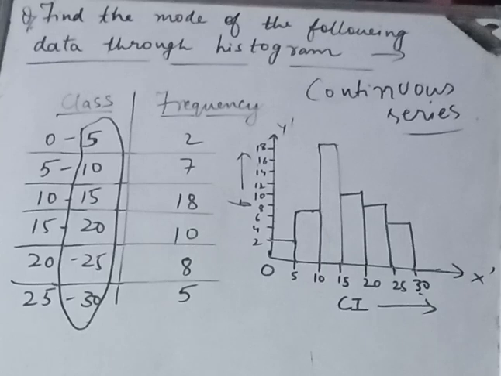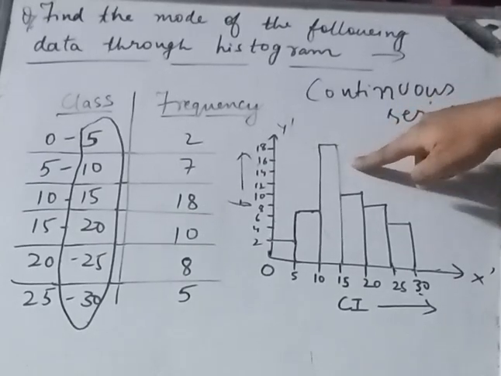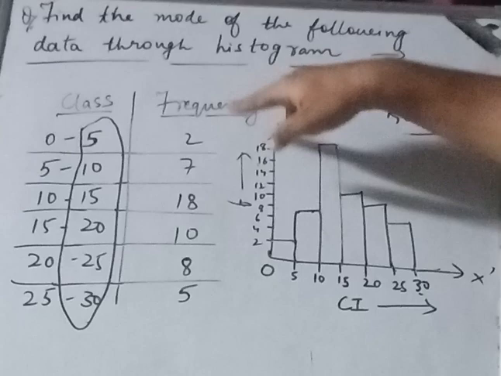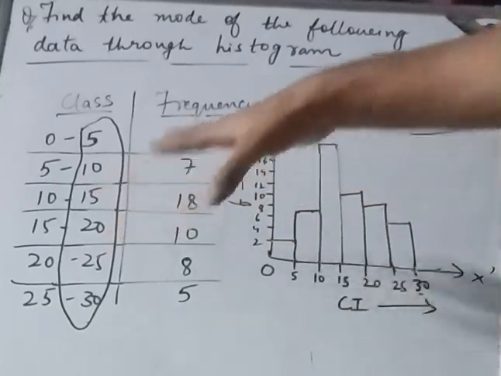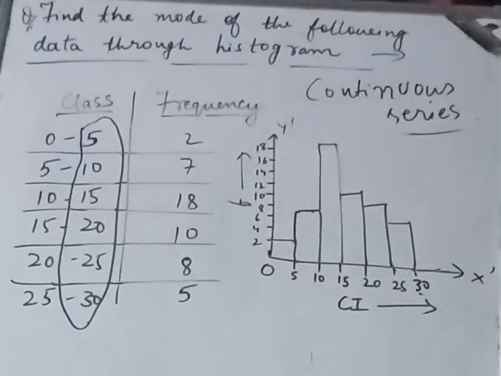Okay. Now you are going to observe the tallest bar. Where is the tallest bar? This is the tallest bar. That is the 18th frequency. In front of 15, the frequency which is coming is 18. So the highest frequency bar is 18. So how are you going to take out the mode?